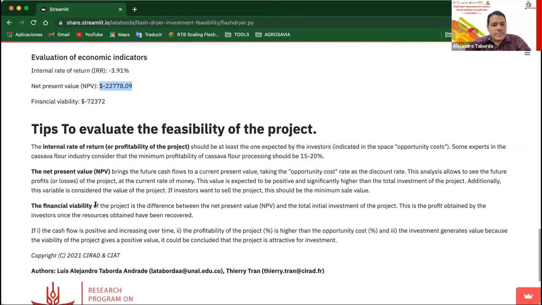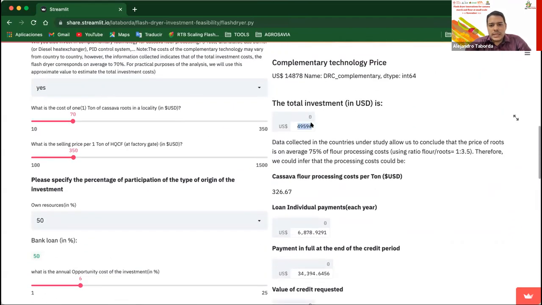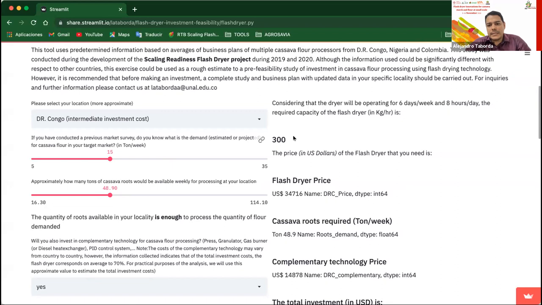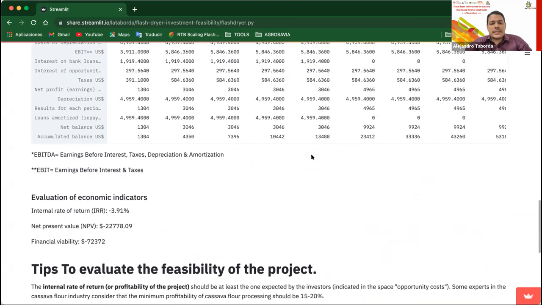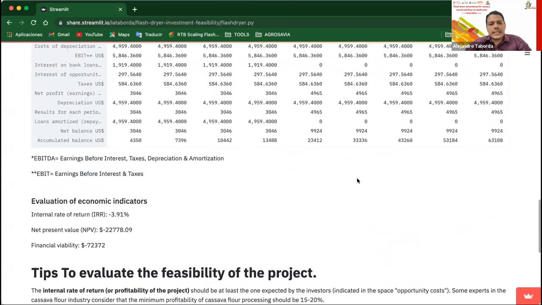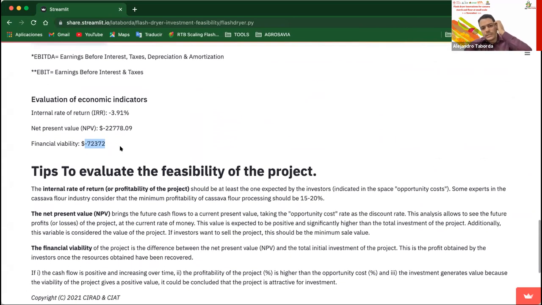And what is the financial viability of the project? It is the difference between the net present value and the total investment of the project. You remember that, for example, the total investment in DR Congo for the capacity of 300 kg per hour is almost $50,000. In this case, after 10 years of the assessment, because we use a cash flow of 10 years, the assessment gives you that you will lose almost $70,000. Obviously, this is not a good idea. This is not a good business.